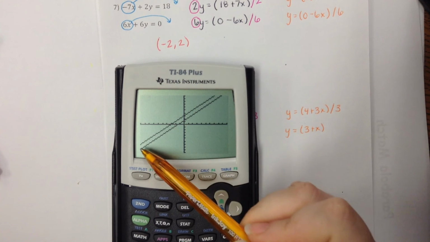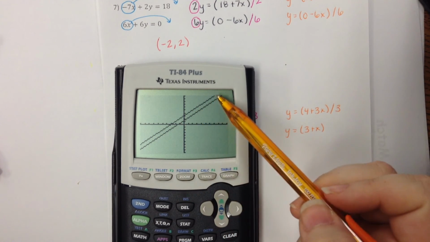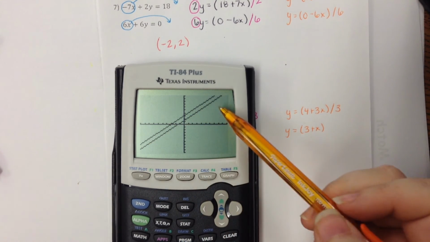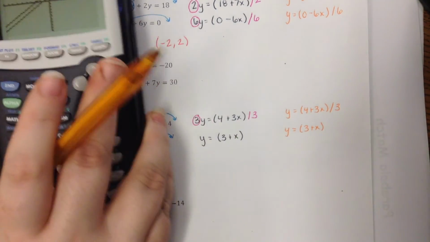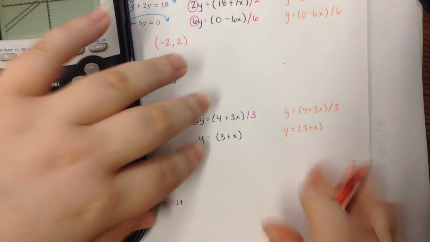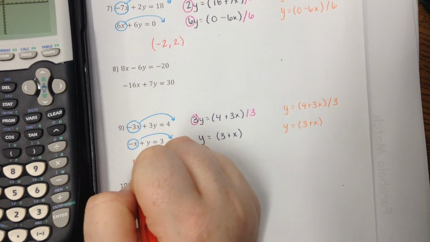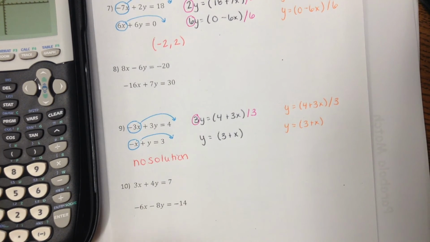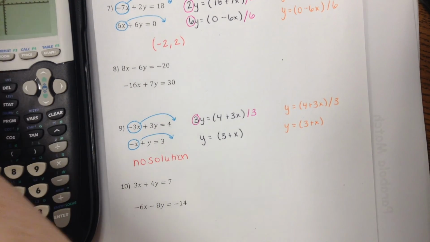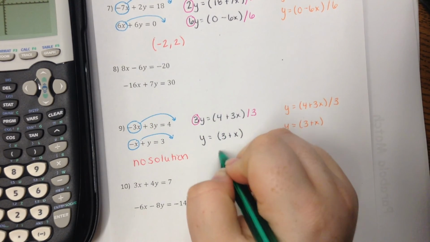Second line. As you can see, these lines look like they're never going to touch, and these are considered parallel lines. So that means if they never touch, they will have no solution. So the solution to this one is no solution. It's because they are parallel lines, and we can actually see that.